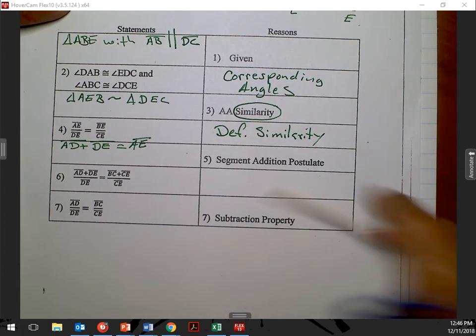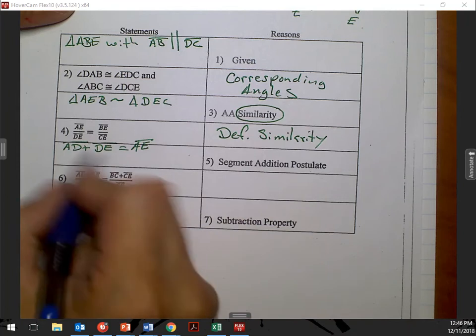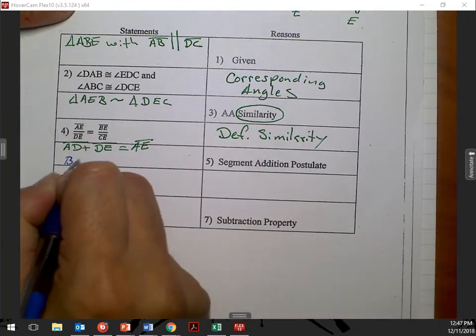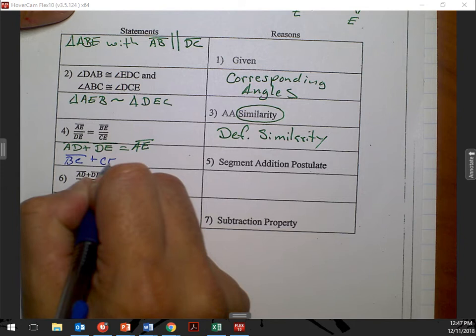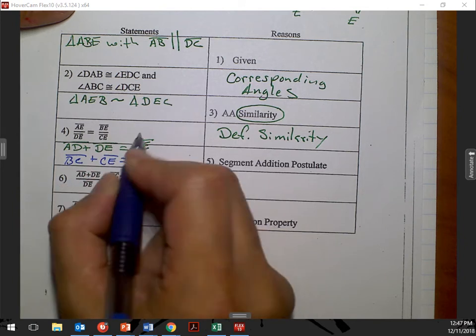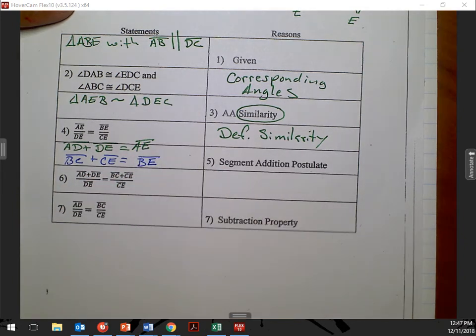Now let's do the other side too. What would be the other side? BC plus CE equals BE.